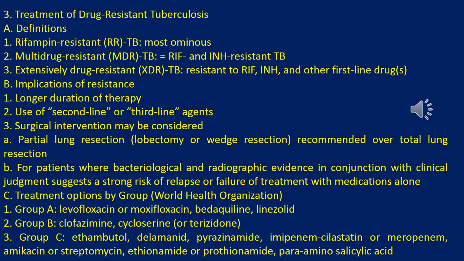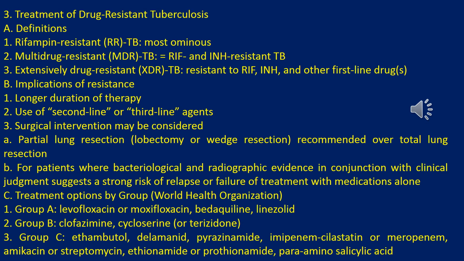Implications of resistance. It leads to 1. Longer duration of therapy, 2. Use of second-line or third-line agents, and 3. Surgical intervention may be considered. A. Partial lung resection, lobectomy or wedge resection, is recommended over total lung resection. B. For patients where bacteriological and radiographic evidence in conjunction with clinical judgment suggests a strong risk of relapse or failure of treatment with medications alone.